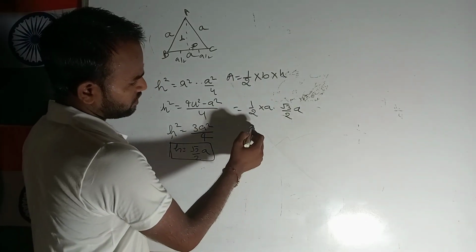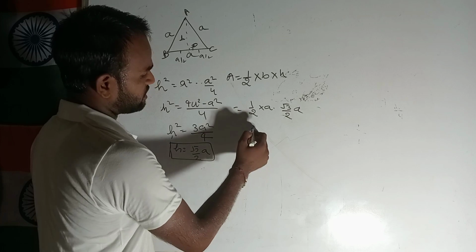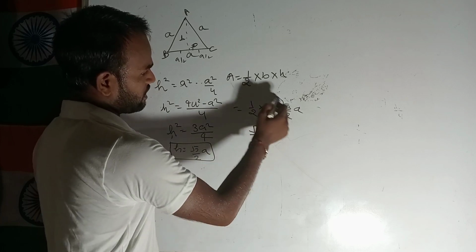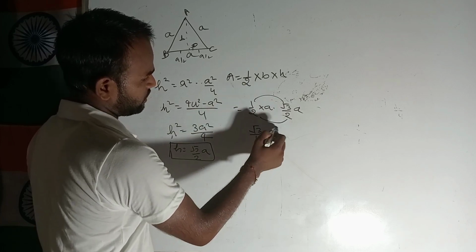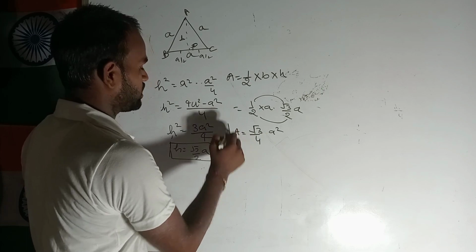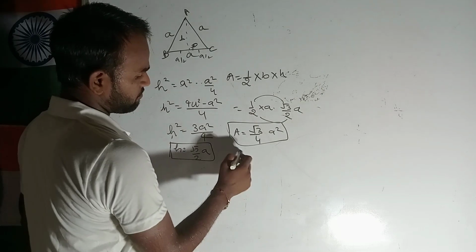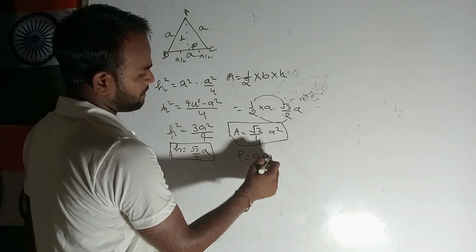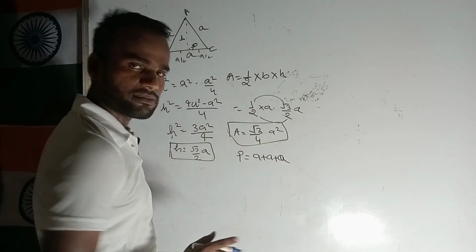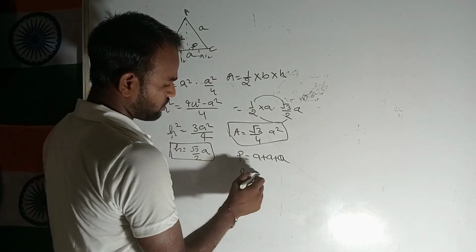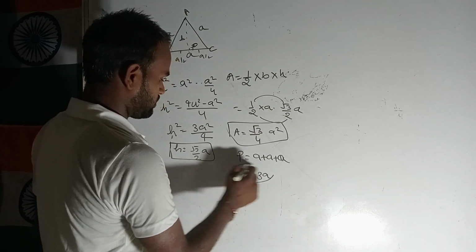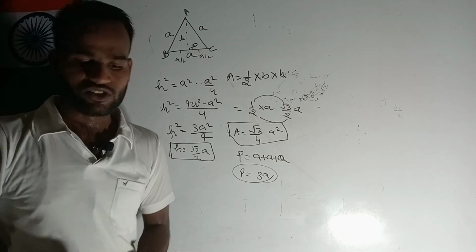Okay. So 1 by 4 means under root 3 by 4 into A square. This will be the area of equilateral triangle. And what will be the perimeter? 3A is there, means A plus A plus A. This will be your area. P equals to 3 into A. This will be your perimeter of the equilateral triangle.